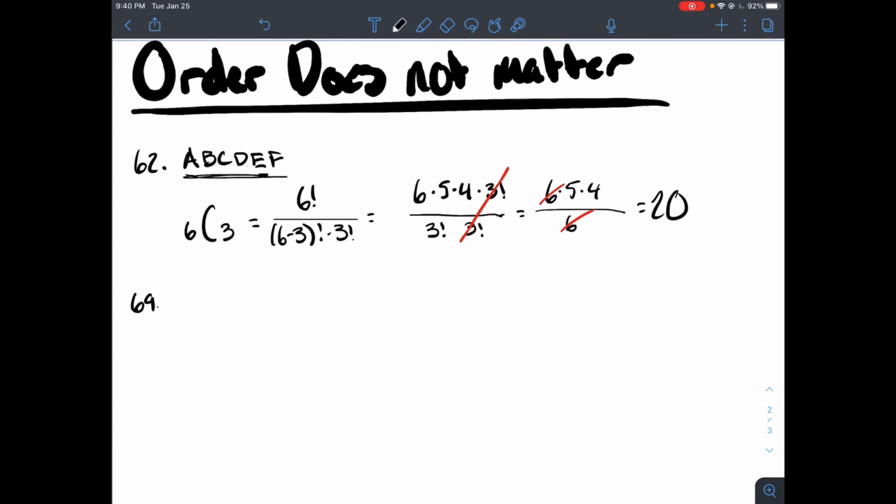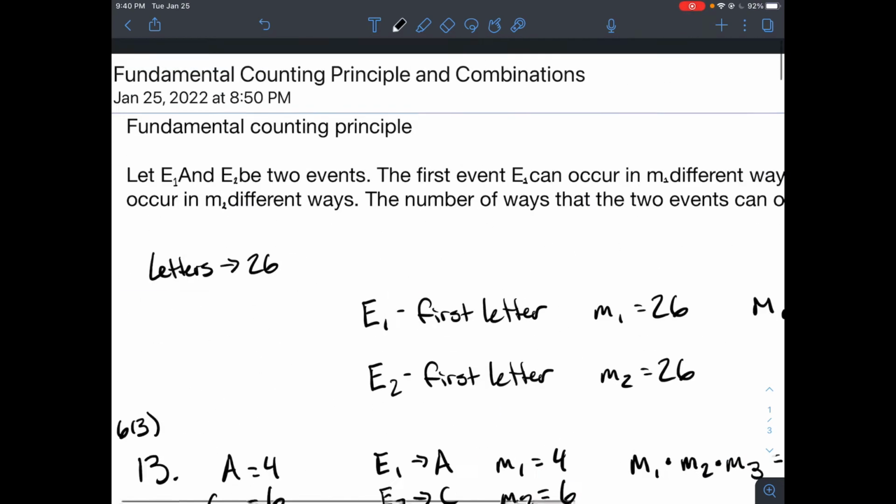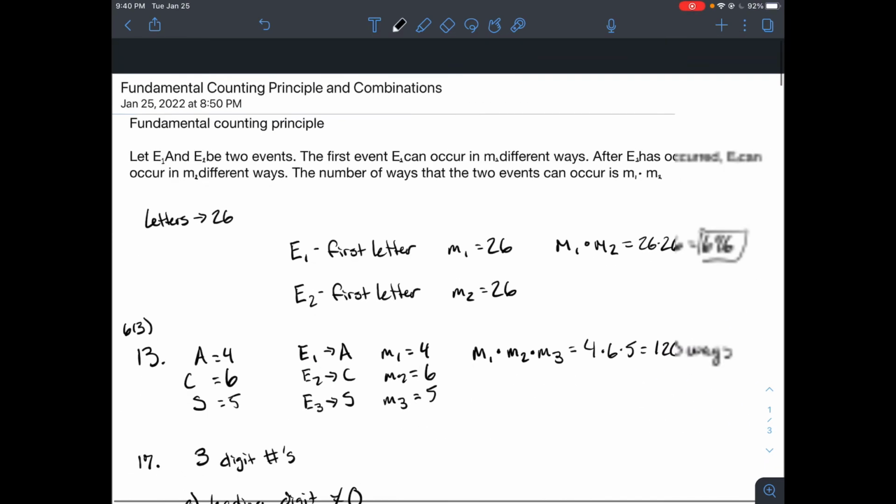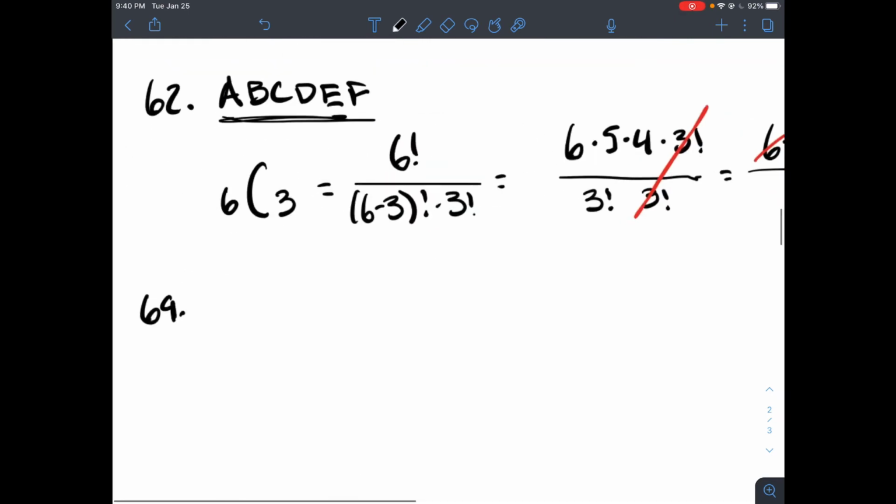So, with that aside, 69 has 5 cards are chosen from a standard deck of 52 cards. How many 5-card combinations contains 2 jacks and 3 aces? So 2 jacks and 3 aces. This is going to combine what we've been talking about with combinations, and then also our fundamental counting principle. It's going to kind of slam all of it into one.